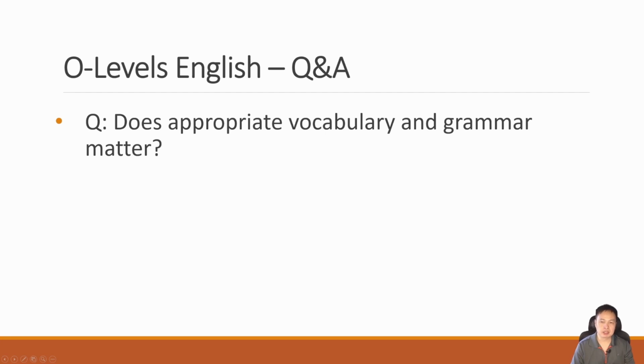Does appropriate vocabulary and grammar matter? For sure it does, right? Again, if you're writing for informal, okay, what kind of vocab do you use, right? The sentence structures and everything, they all matter, and this will contribute to the language score of the situational writing, okay, which is worth 20 marks.